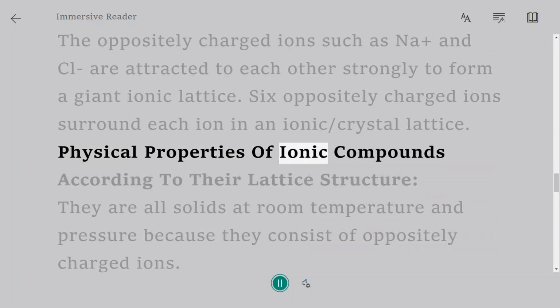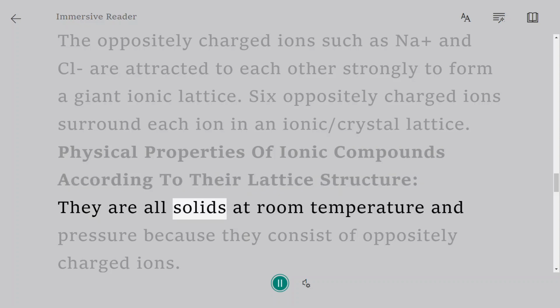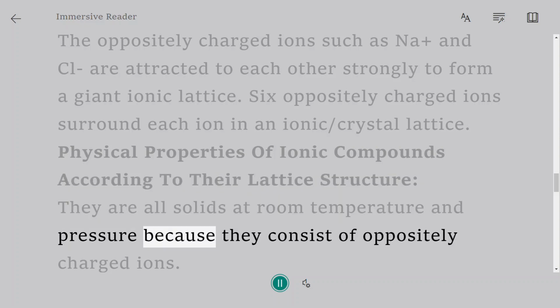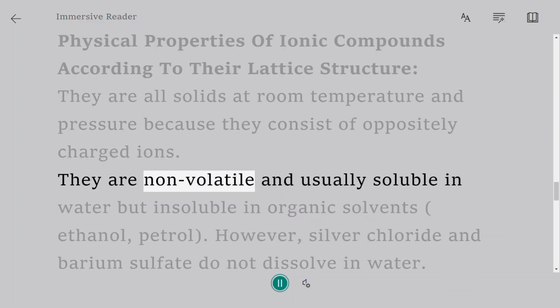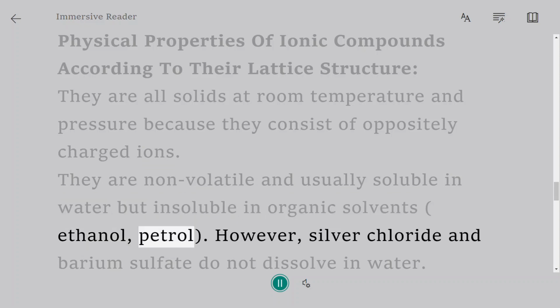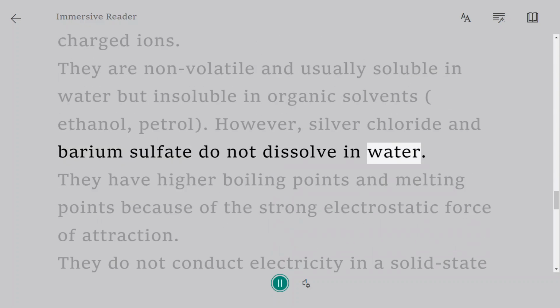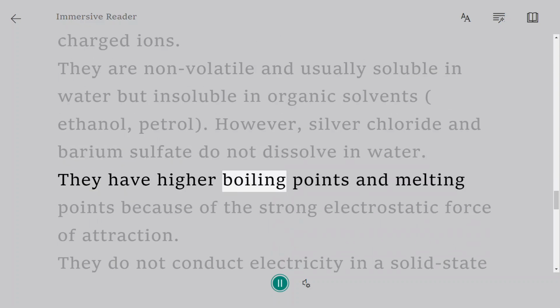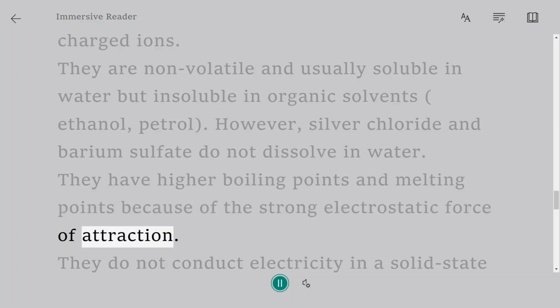Physical properties of ionic compounds according to their lattice structure. They are all solids at room temperature and pressure because they consist of oppositely charged ions. They are non-volatile and usually soluble in water but insoluble in organic solvents such as ethanol and petrol. However, silver chloride and barium sulfate do not dissolve in water. They have high boiling points and melting points because of the strong electrostatic force of attraction.